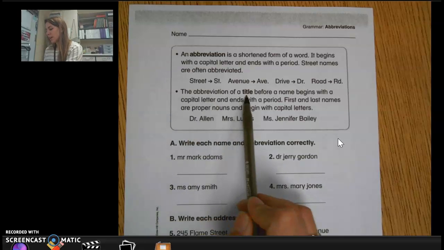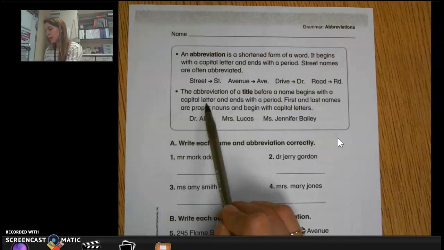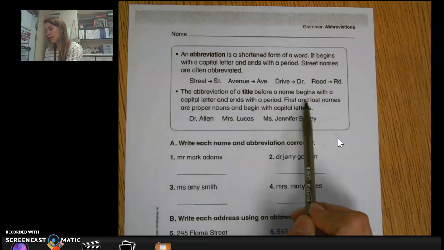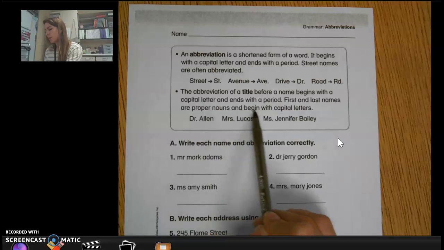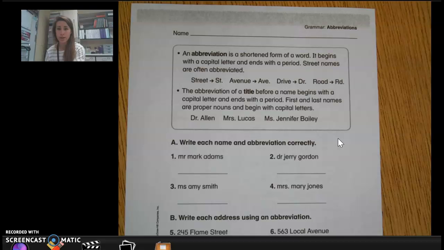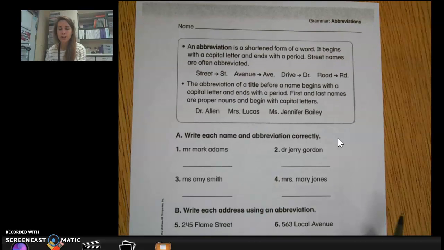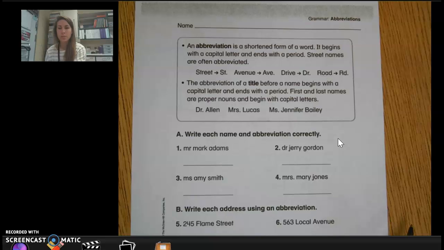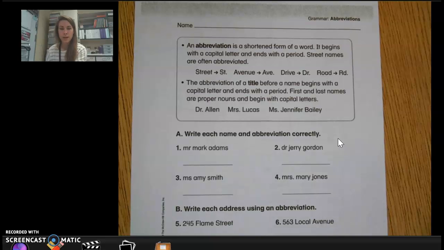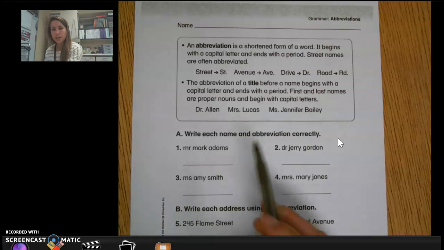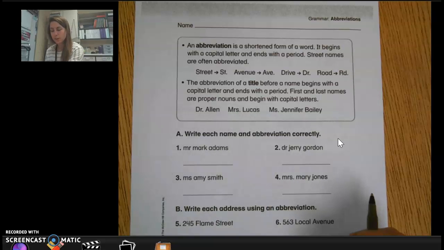The abbreviation of a title before a name begins with a capital letter and ends with a period. First and last names are proper nouns and begin with capital letters. So when you're talking about a person, you can abbreviate their title that comes before their name. Like, my name is Rachel Eckert. You all call me Mrs. Eckert. So that Mrs. is my title. It means I am a female and I am married. So you capitalize that Mrs. and you can write MRS period instead of writing out the whole word.